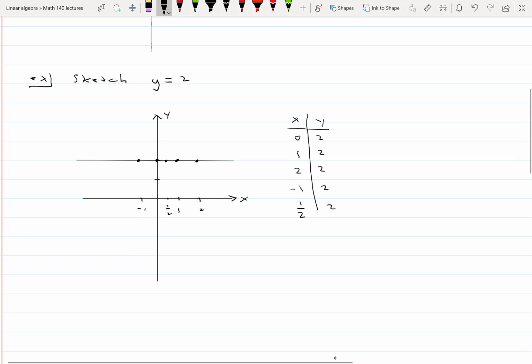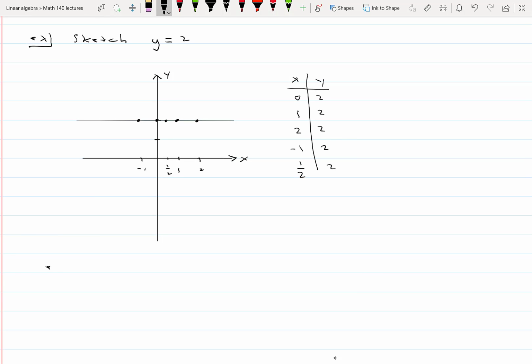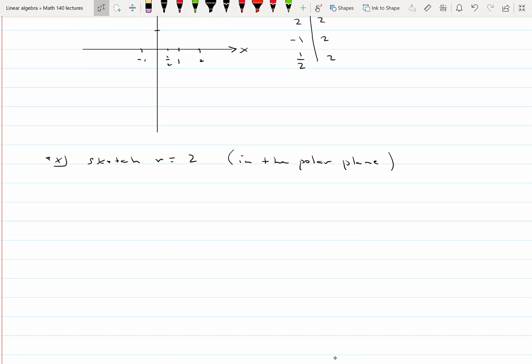Okay, I chose this second equation to review because the first equation I'd like to sketch in the polar plane is missing one variable as well. Suppose I want to sketch r equals 2. Of course, in the polar plane, or in the rectangular plane where the polar plane is placed right on top of it. Now we don't construct a chart with x's and y's. We construct a chart with theta and r, and theta is missing from this equation.